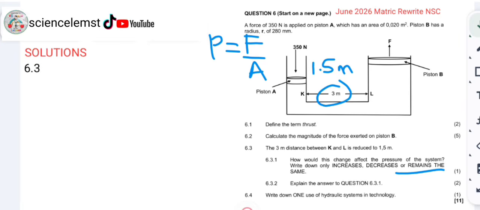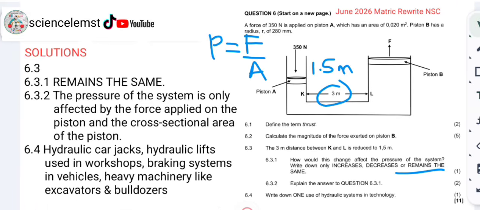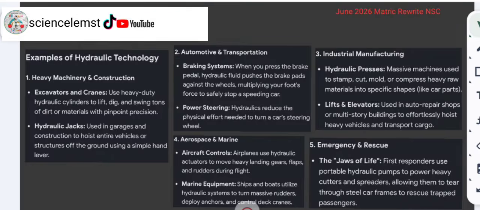6.4. Write down one use of hydraulic system in technology. So there are many that you can write. Hydraulic car jacks, hydraulic lifts used in workshops, braking systems in vehicles, heavy machinery like excavators and bulldozers. With tech science, they never really ask you to explain them in detail, but my next slide sort of explains it for you guys to understand them. So these are the applications of hydraulics in technology.